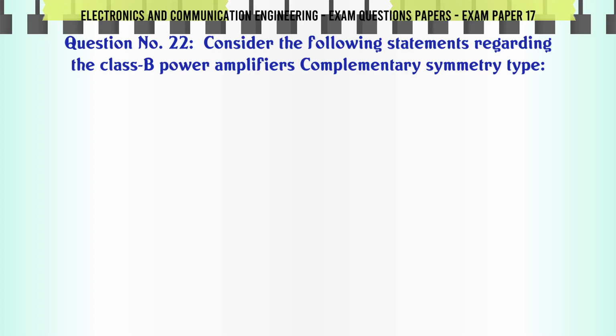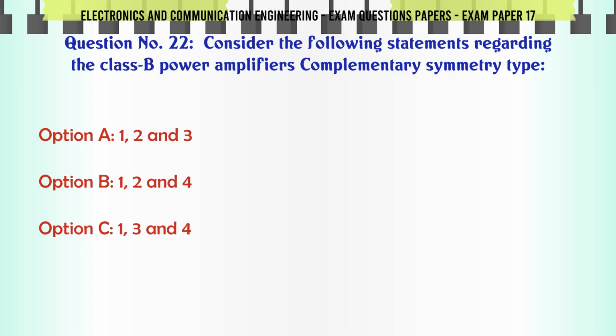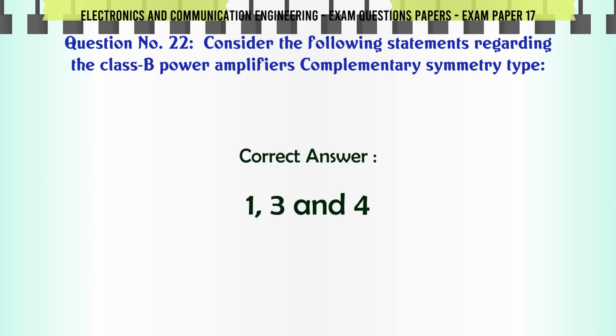Consider the following statements regarding the class B power amplifiers, complementary symmetry type: A. 1, 2 and 3, B. 1, 2 and 4, C. 1, 3 and 4, D. 2, 3 and 4. The correct answer is 1, 3 and 4.